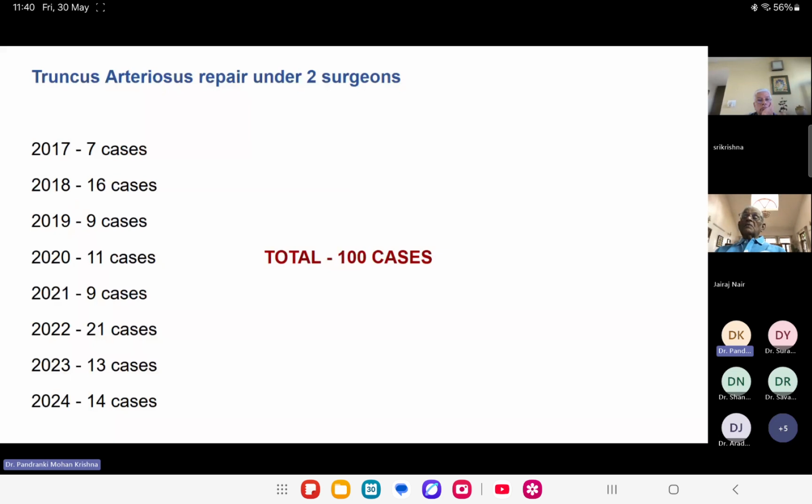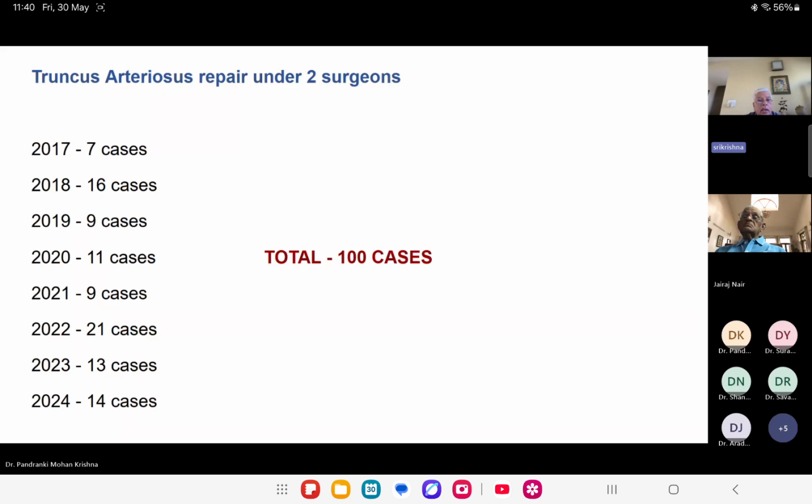So coming to the 2017 cases, of all the 7 cases, only 2 are modified Barbero-Marshall. For the remaining 5, the conduits used are homografts. Homografts are downsized to match the size. Slowly over the years, the choice of conduit has changed. Around 2019, it changed to PTFE valved conduits.